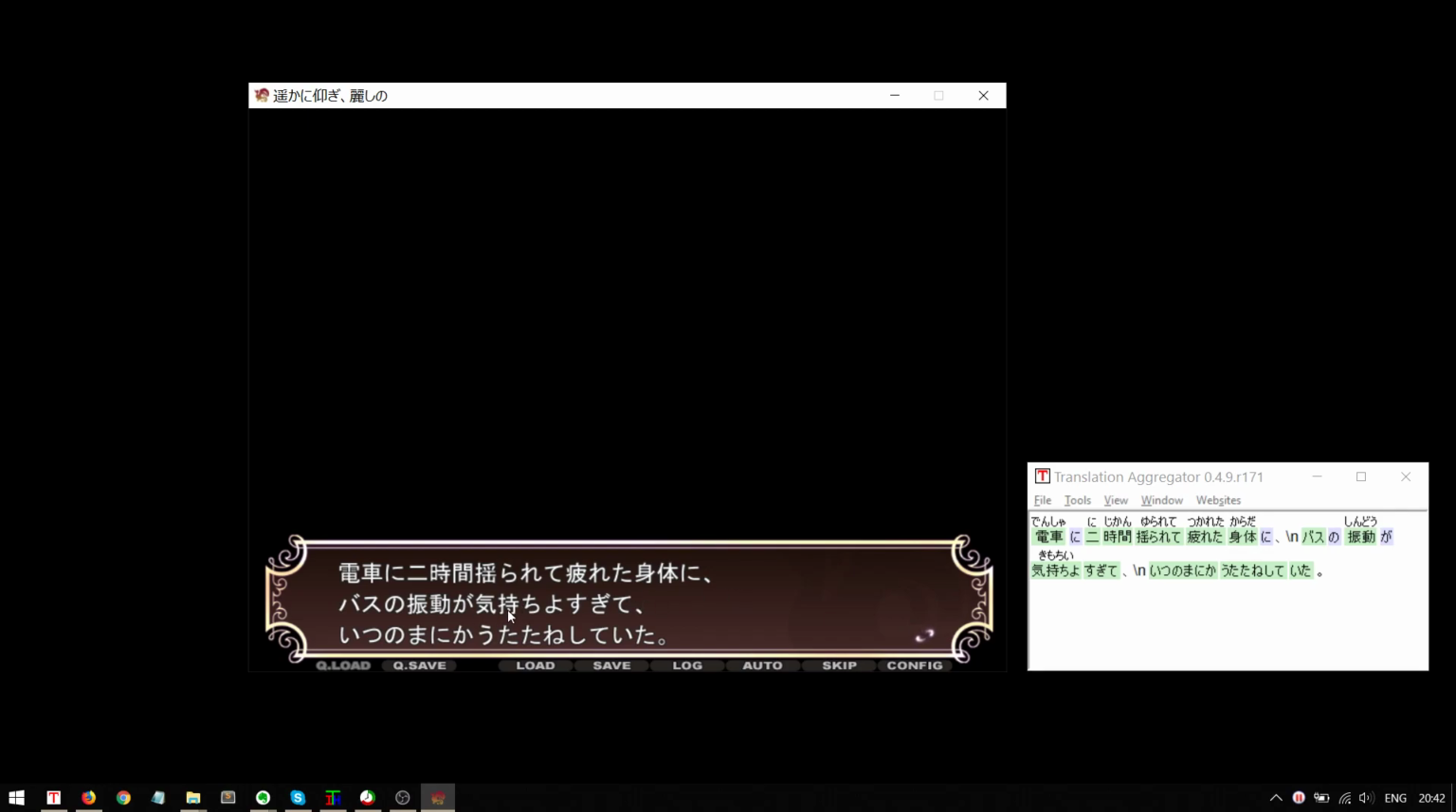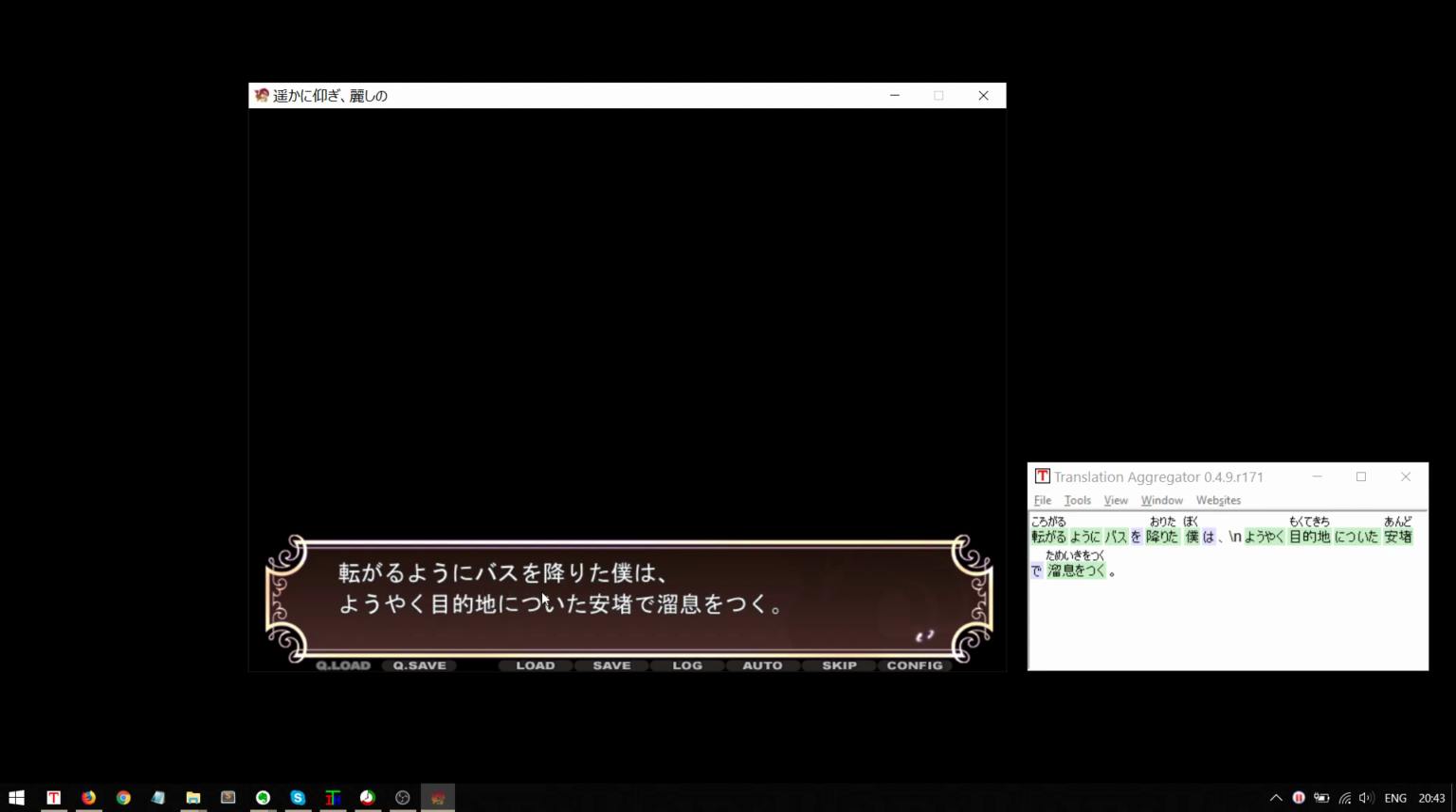バスの振動が気持ちよすぎていつの間にかうたた寝していた. Shindo means the vibration of the bus. 気持ちよすぎて, so the vibration of the bus moving felt too good. いつの間にか means before one realized it. And うたた寝していた means to doze off or to nap. So being tired and the vibration of the bus felt so good, he just dozed off.